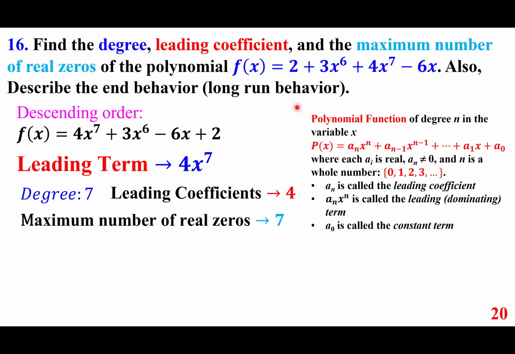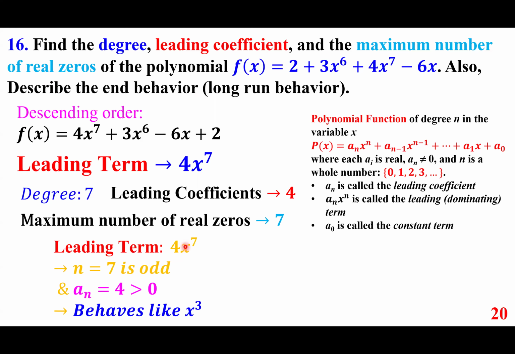Describe the end behavior. Well, leading term is 4x to the power of 7. n is 7, which is odd. a sub n is 4, which is positive. Therefore, it must behave like x cubed, meaning as x goes to negative infinity, so does y, meaning f of x goes to negative infinity. As x goes to positive infinity, so does y. That means f of x goes to positive infinity.